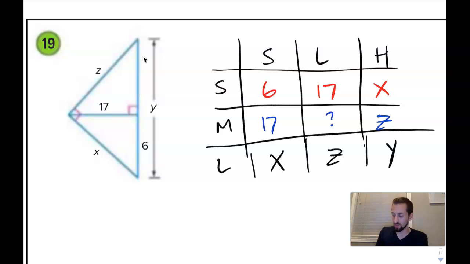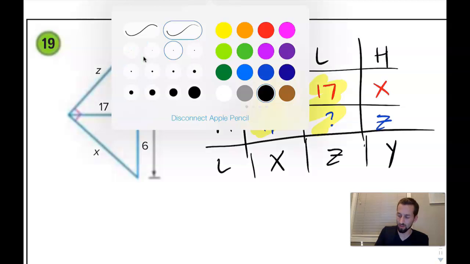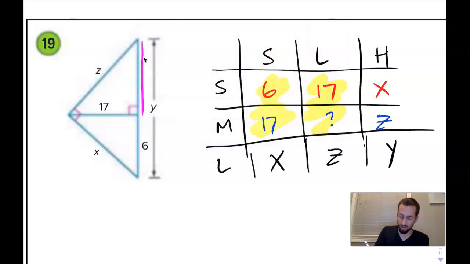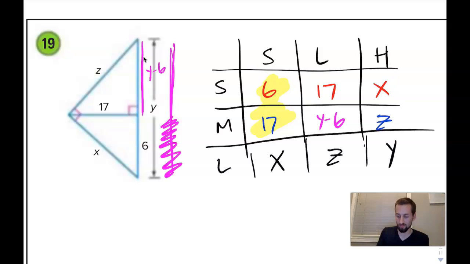So what I would do on this one is I could do these guys right here and make that a fraction. Now, I put a question mark there, but I think you guys are sharp, you know that this piece right here is actually y minus 6. So I'm going to erase this and put y minus 6. It's the whole thing minus this piece, which is 6, so y minus 6. So I could actually set this up: 6 over 17 equals 17 over y minus 6.